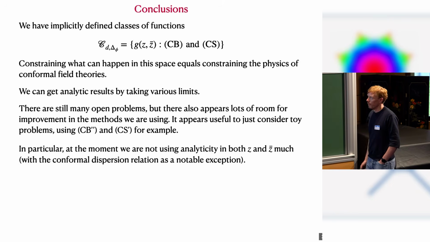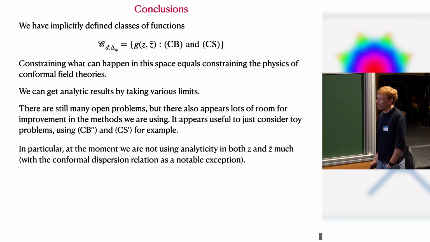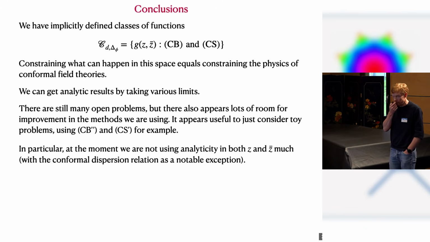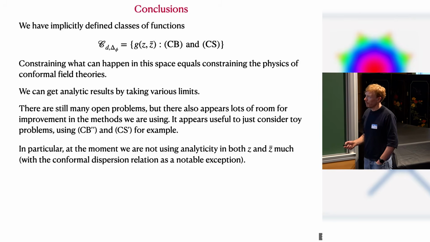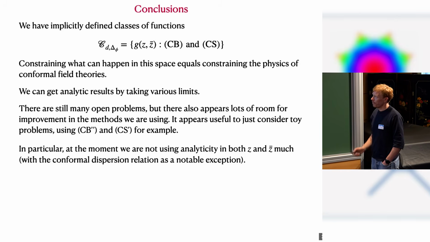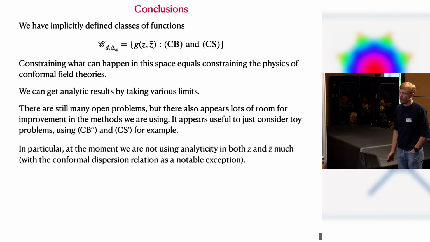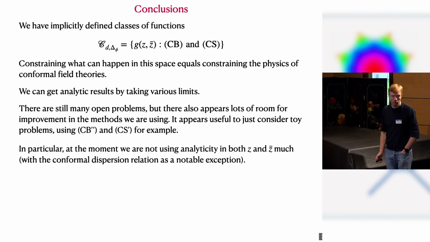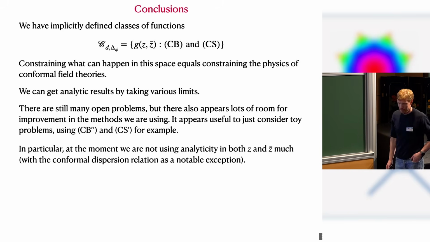And it is fine, I think, that's another message I want to convey. I think it's fine to just consider the toy problems first, the CB prime and CS prime, the things I mentioned before. You can already get interesting results. And one particular point I want to stress is that we're not using analyticity in both z and z bar together. We're just doing analyticity one variable at a time, with maybe the conformal dispersion relation as a notable exception. All right, that's all I had to say, so thank you.